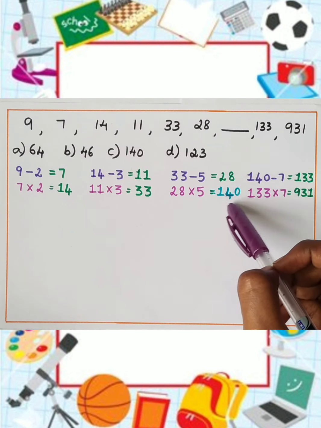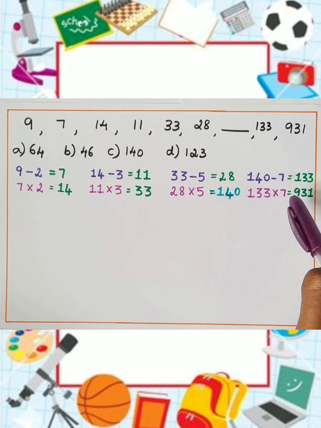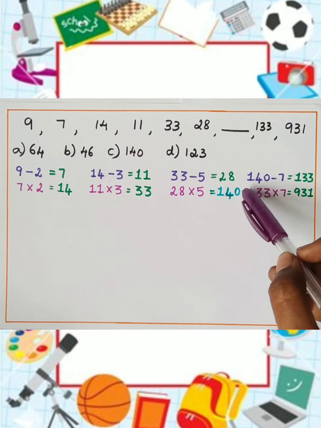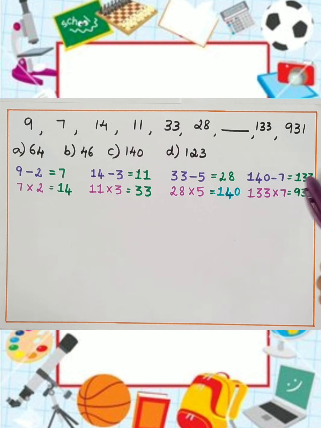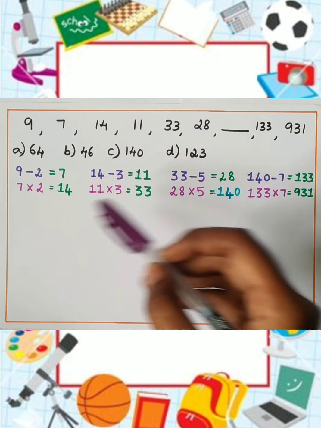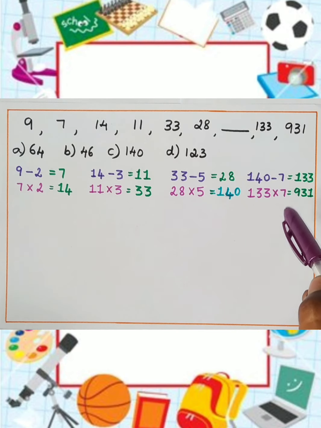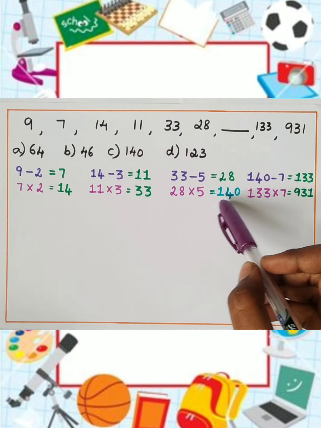So this may be the answer. We will have to verify it by doing the same for the next pair too. So the next pair, 140 minus 7 is equal to 133 and that is the next number. Next, 133 into 7 is equal to 931 and that perfectly fits the series. So this is the number series logic. So here the answer should be 140.